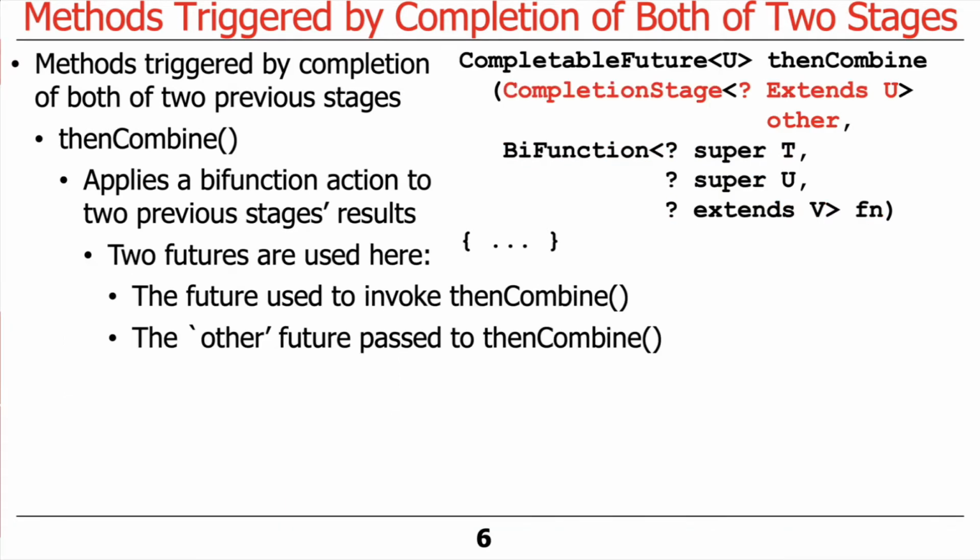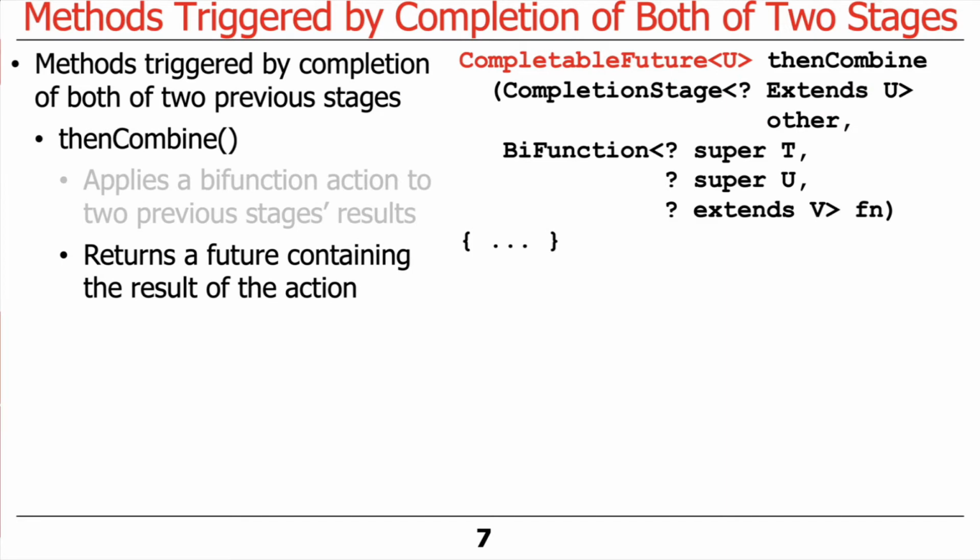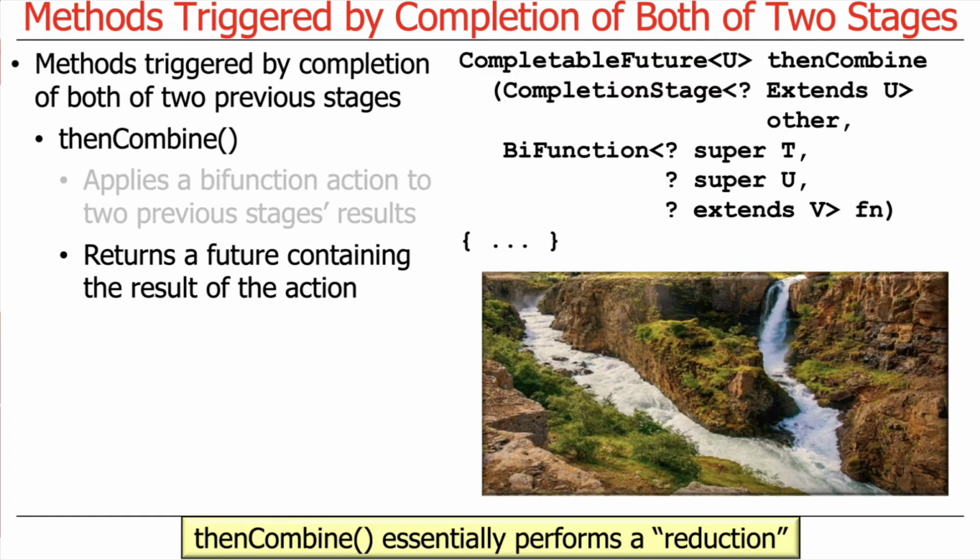Two completable futures are used here. One is the one that's used to invoke then combine. So if you say completable future one dot then combine, that's the first one. That's this, if you will. And the other one is passed in as a parameter to then combine. That's the first parameter. It's called other. And so those two have to both finish before the function is run. And it returns a future that contains the result. It returns a completable future to the results of applying the bifunction action.